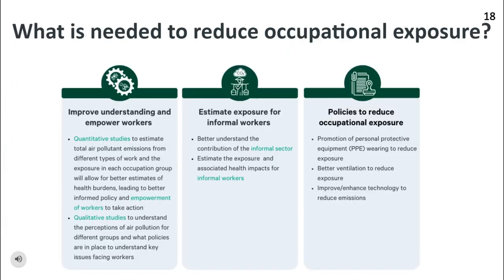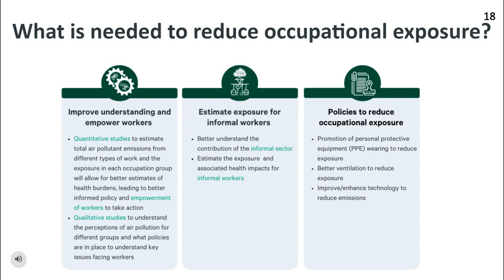There are several ways that researchers, together with civil society groups and other sectors, can help reduce occupational exposure. First of all, more quantitative studies should be conducted to help estimate total air pollutant emissions from different types of work. The exposure in each occupation group will lead to improved estimates of health burdens and better informed policy. In addition, workers should be empowered to take action. Apart from quantitative studies, we need more qualitative studies to help us understand the different perceptions of air pollution from each occupation group and what policies are in place to understand key issues facing workers.